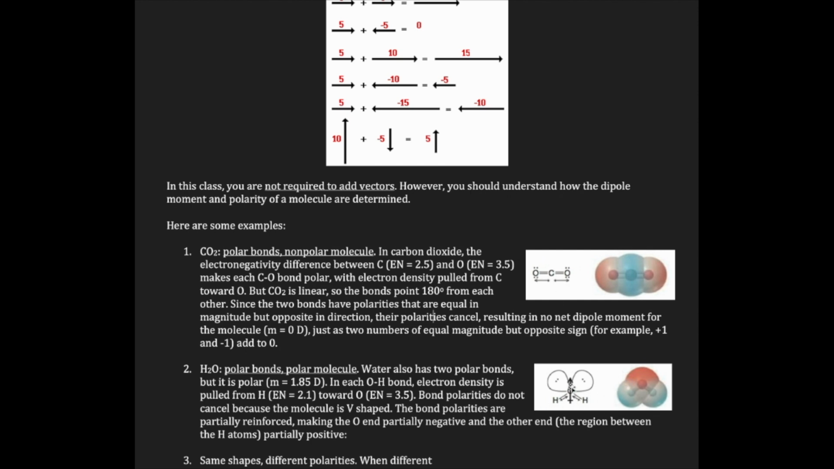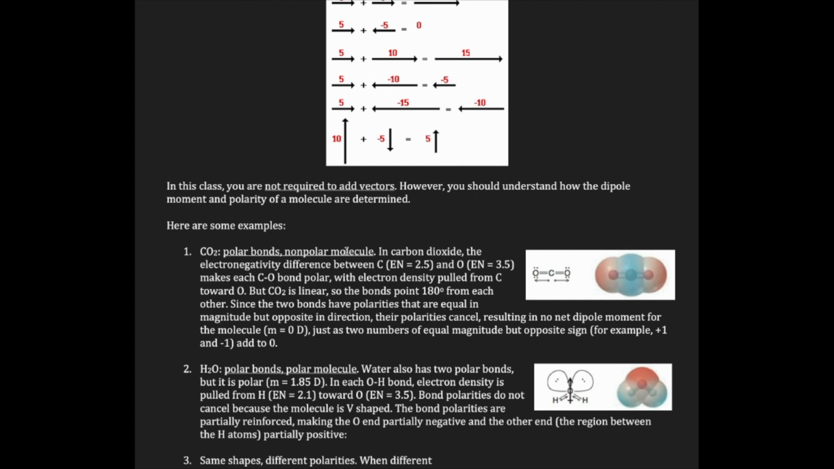So we just had two examples. In one case we have polar bonds, the CO bond is polar, but the molecule is nonpolar. Here we have a second example where the bonds are polar and the molecule is also polar. So it's very important to understand that even though you have polar bonds, it doesn't mean you're always going to have a polar molecule.